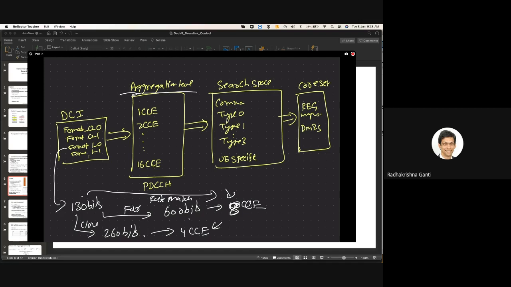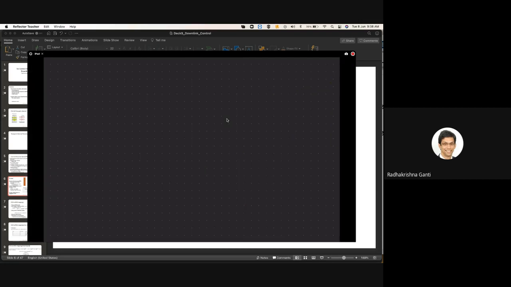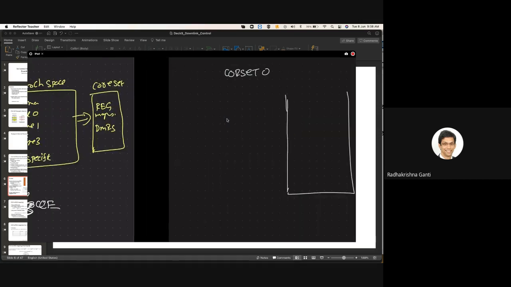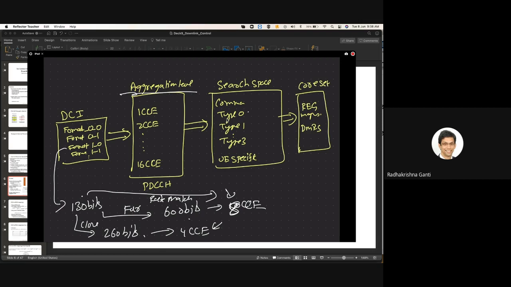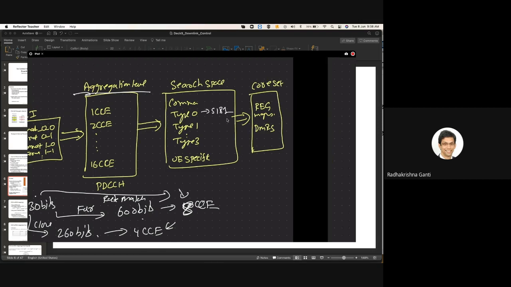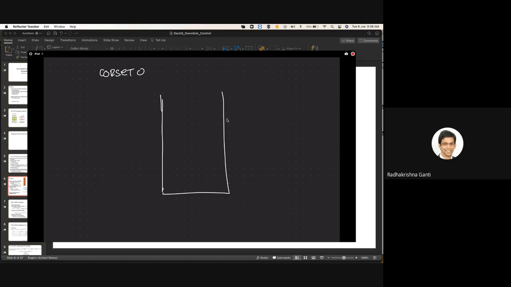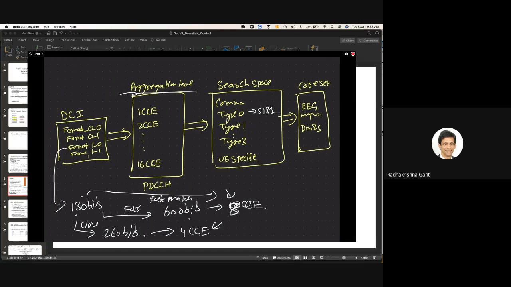remember, there was something called core set 0. We already saw this core set 0. Core set 0 has certain locations and other things. In that core set 0, type 0 does nothing other than SIB1, so it's very obvious there's no need of a big search space for that. So UEs will only search in core set 0. In that core set 0, this will start at some point. This is a search space. This is the SIB1 search space. Similarly, type 1 is other SIB messages.